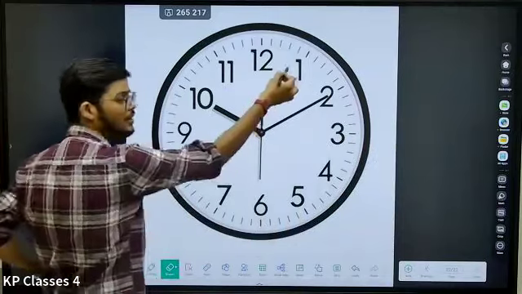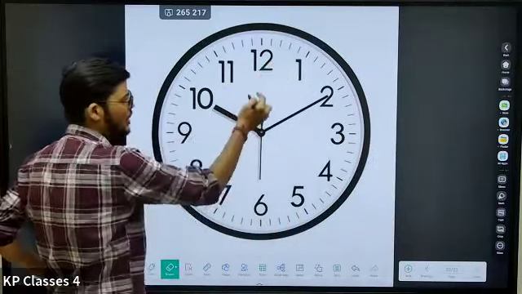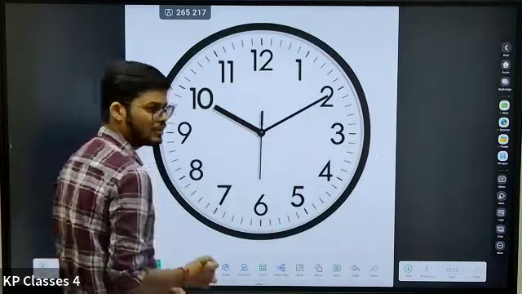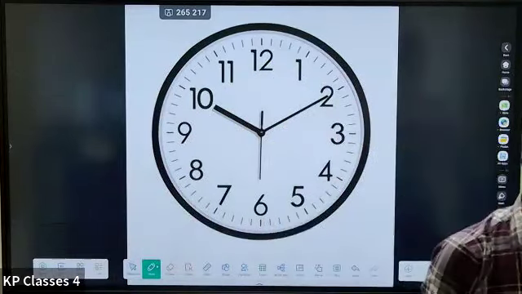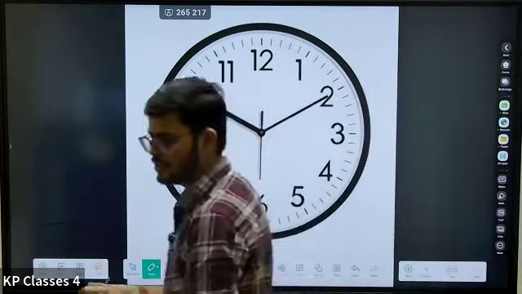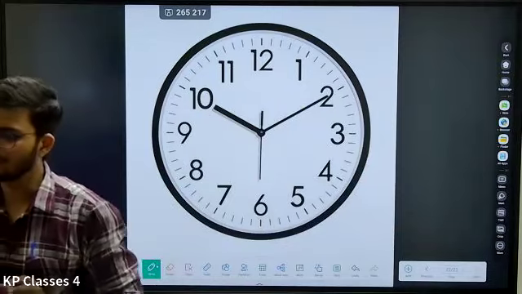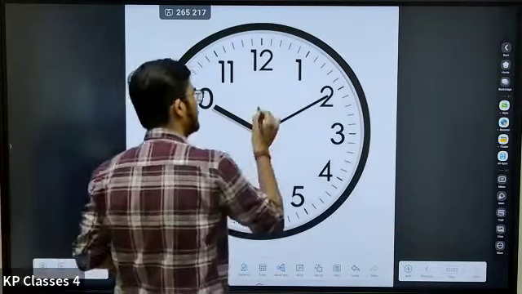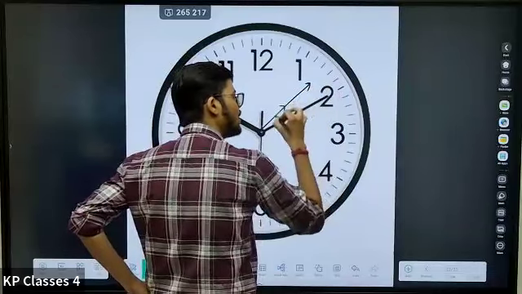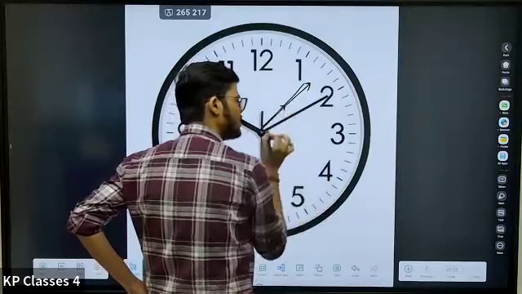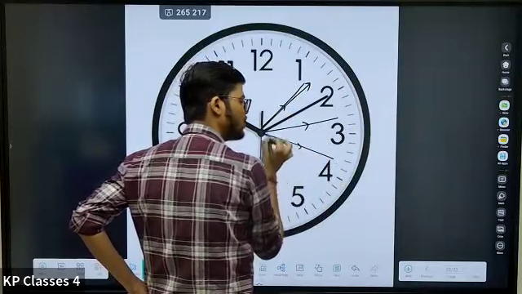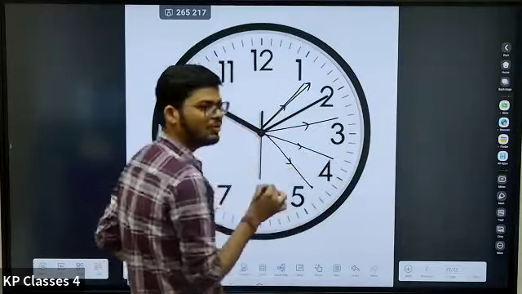If I am saying between 12 and 1, it will overlap. Between 1 and 2, it will overlap. Between 2 and 3, it will overlap. Overlapping means they will be making an angle of 0 degrees. Between 3 and 4, and between 4 and 5, there will be a time when the minute hand and hour hand will overlap, somewhere like this.